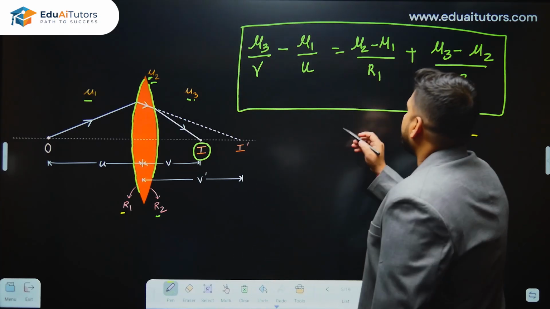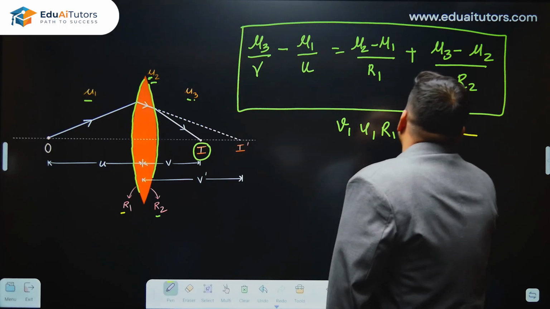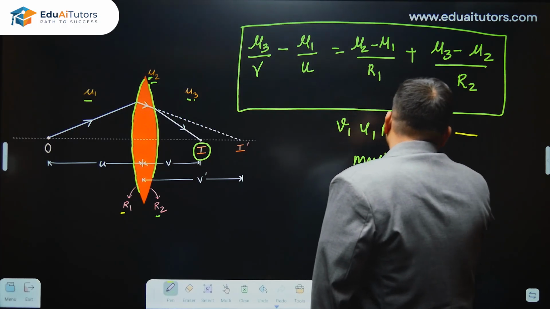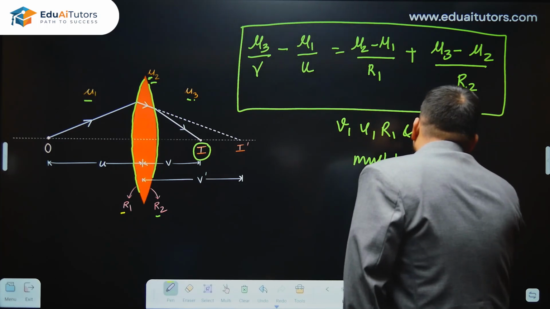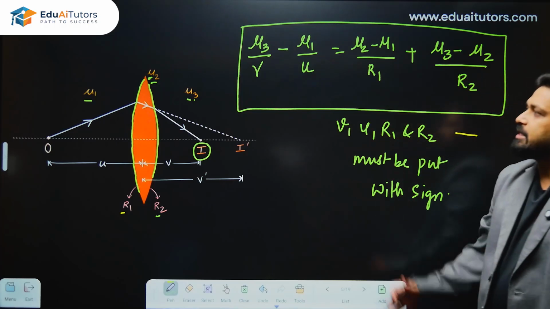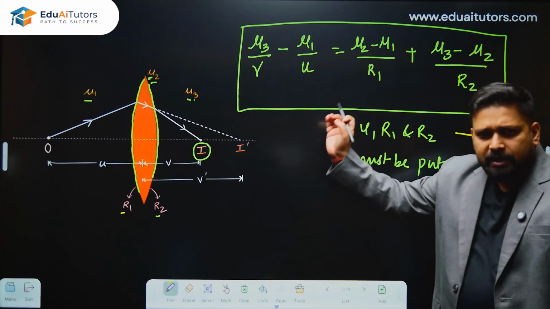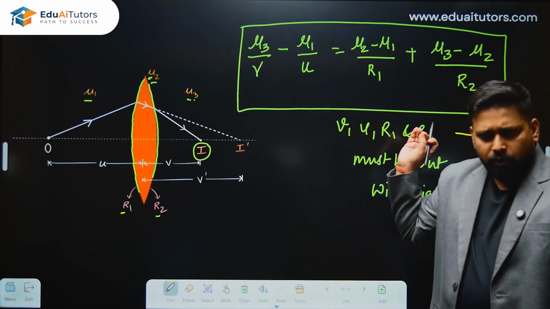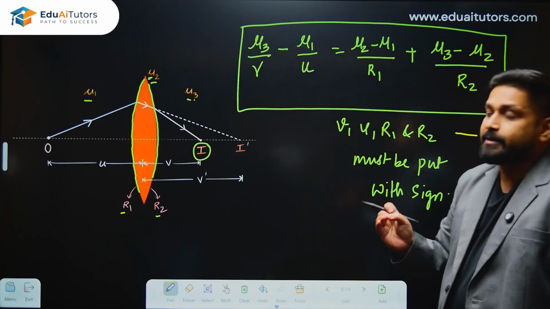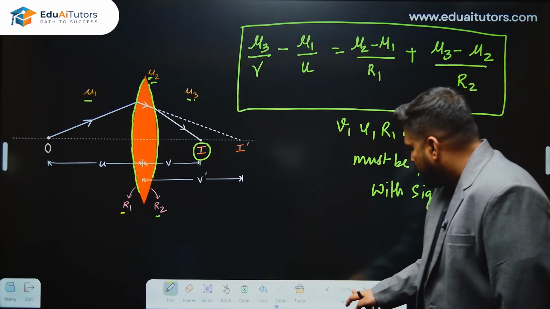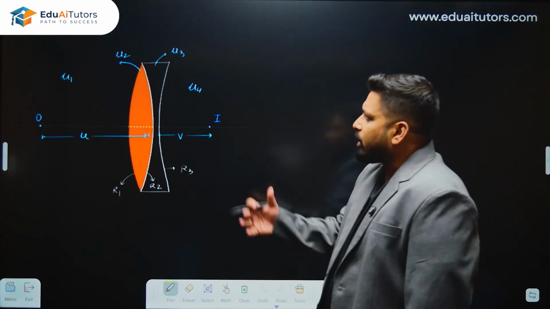Where, of course, you have to remember that v, u, r1 and r2 must be put with sign. You must put all these with sign. Now, if you have not written this formula and not understood the trick, please write it down on your own at least once, and then you see how we will be solving very difficult questions based on this trick that we have. All right. Now, let's see another tricky situation.